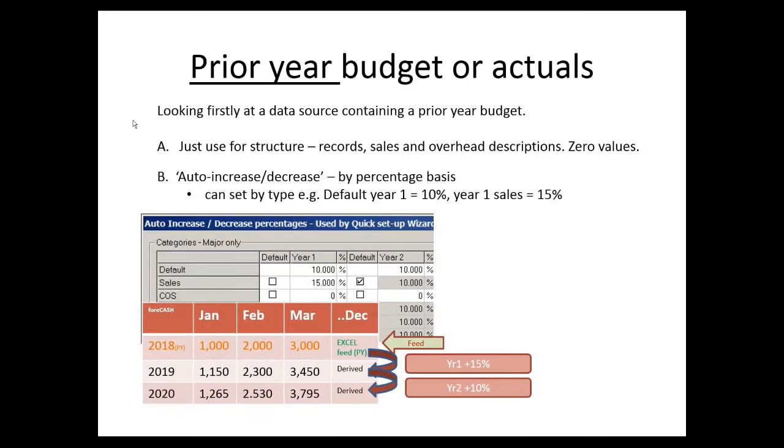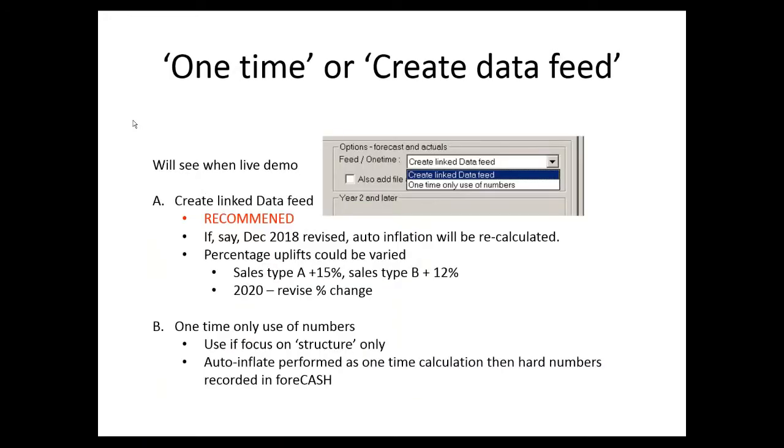An important consideration when using the wizard is whether to use the source as a one-time or one-shot process, or whether to create a linked data feed. Generally, it is recommended that you create a linked feed. If you imagine your prior data still had draft numbers for December 2018, you may wish to have the option to edit the Excel source file with final figures. This could then be used to refresh the 15% and 10% inflated figures for December 19 and 20.